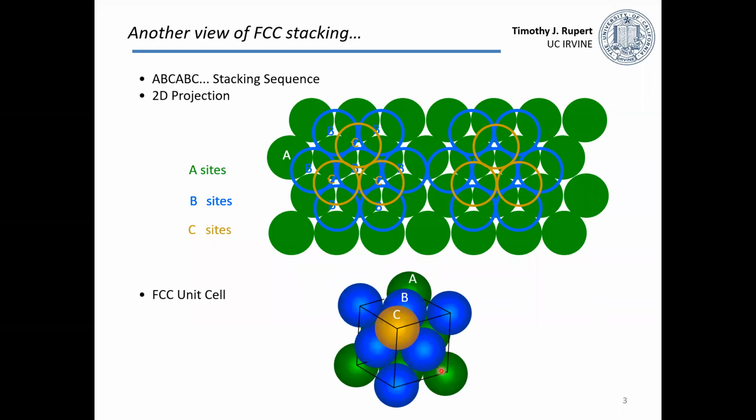This is just showing a different view. This is that picture of the face-centered cubic that we were used to seeing with the cube drawn over top of it. But now those 3 different planes, that green, that blue, and that orange plane, are colored so that we can see that a little bit better.